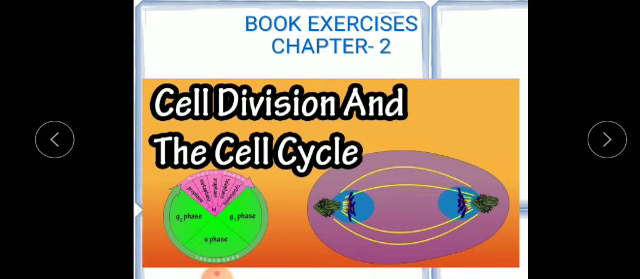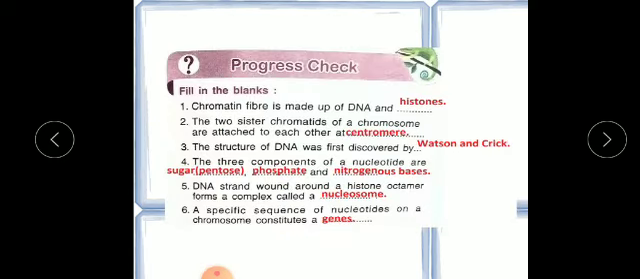Now, children, today we will discuss chapter number 2, exercises. The chapter name is cell division in the cell cycle. So, first exercise is progress check. Few fill in the blanks are given, as you can see. This exercise is given on page number 11 in your book.